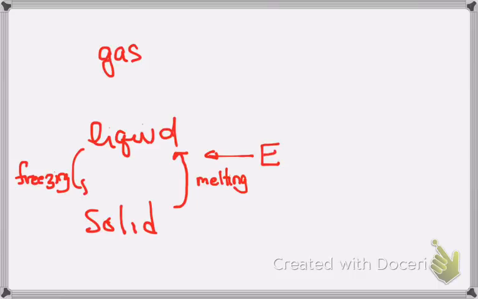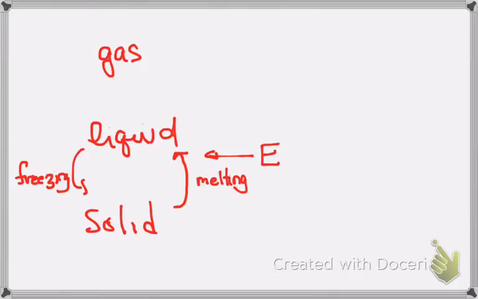On the other hand, if you want to go the other way, if you have a liquid and you want to go to solid, in other words, you want to make ice cubes, right? What do you have to do then? You have to freeze it. You have to pull the energy out. If you have to put energy in for it to go to the liquid state, you got to pull energy out to go to the solid state.